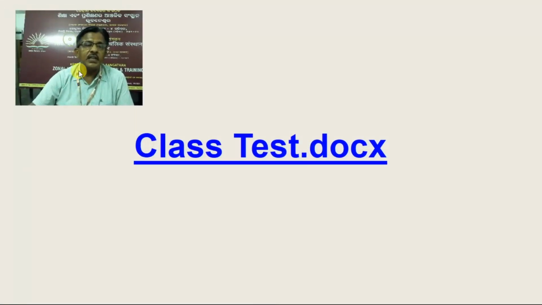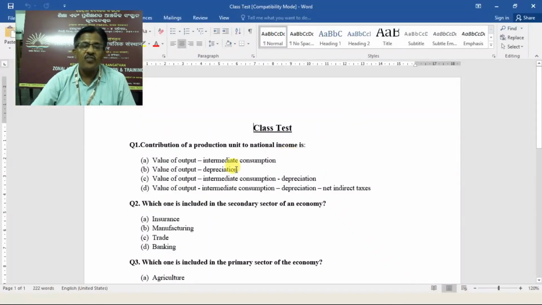Then there is a test for all of you. So please see this test to refresh your memory. You can note it down in your copy. Contribution of a production unit to national income is.